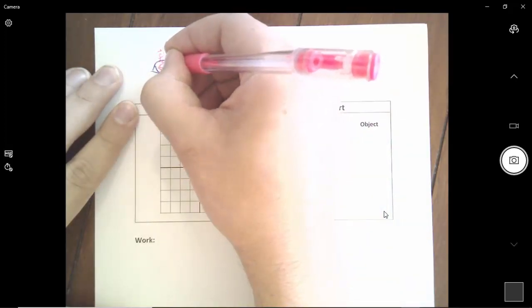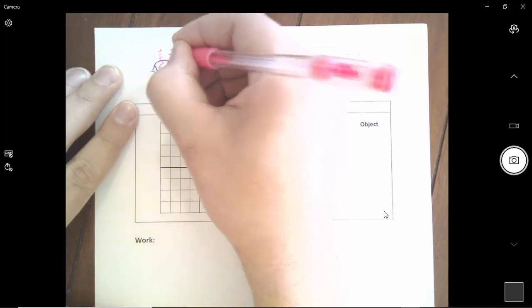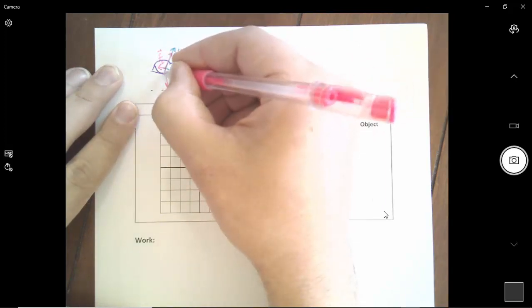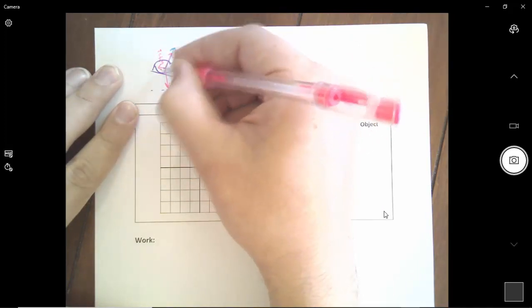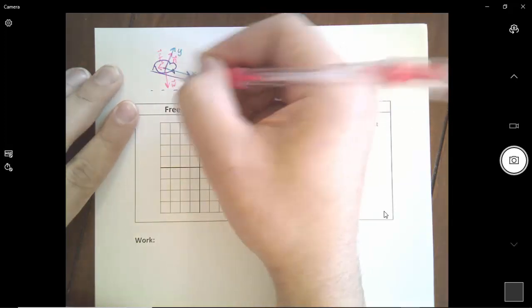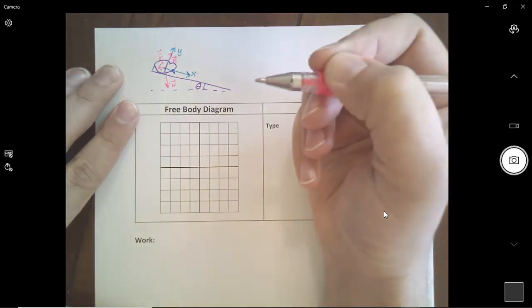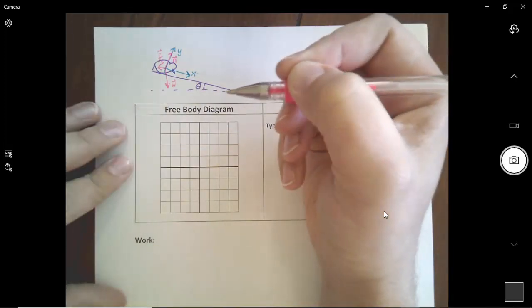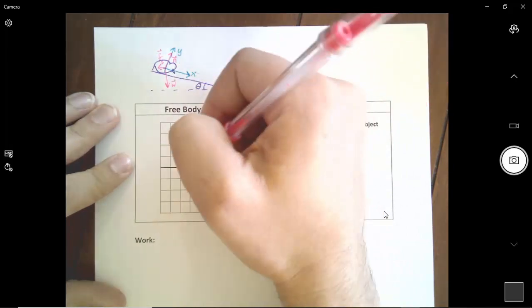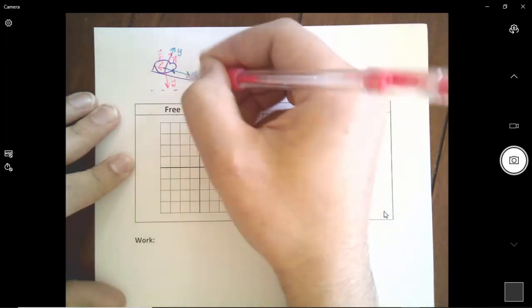And then we're going to have a normal force. And the normal force is perpendicular from the surface. That's what normal means. And so the normal is going to be in the y direction, because that's perpendicular to the x direction. And x is along the side of the hill. So these are our three forces. All we have to do now is convert those into the free body diagram.